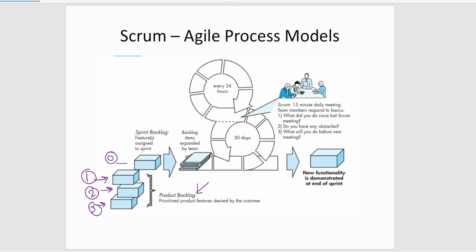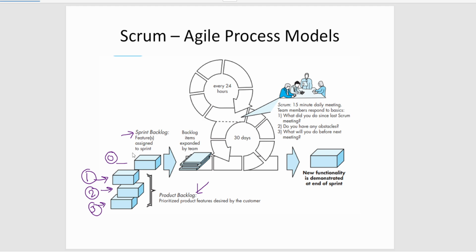Right, now out of this set of n items in the product backlog, you pick the highest priority ones, which is known as the sprint backlog. This is known as a sprint backlog. The features in the sprint backlog are assigned to the sprint. So now this set of features is assigned to the sprint.